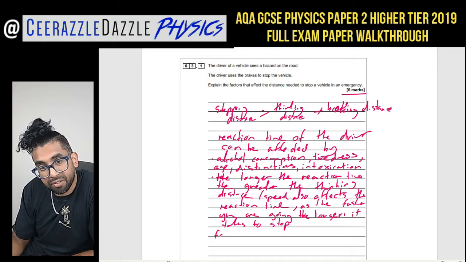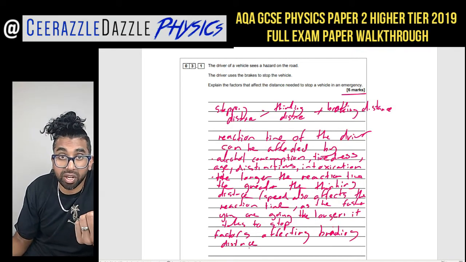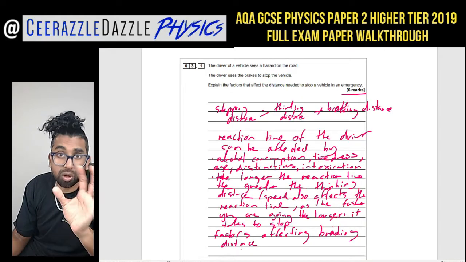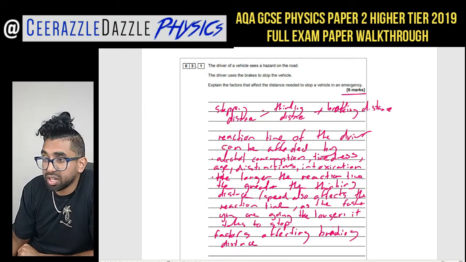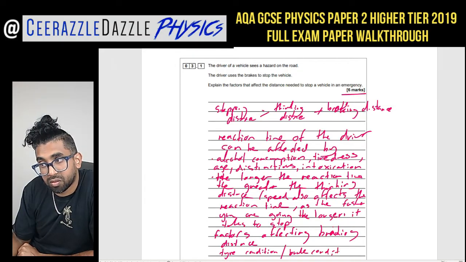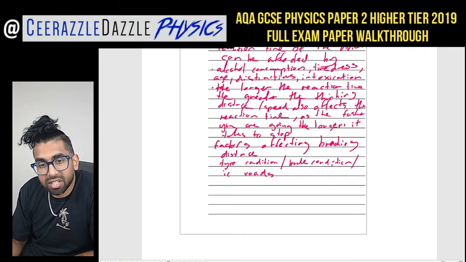So the factors affecting the braking distance are going to be the condition of the brakes, the condition of the road, the weather, the friction on the road as well, and obviously the speed again. So don't forget, those are all going to be physical conditions here. So it's going to be tire condition, brake condition, icy roads, and obviously all of these things.